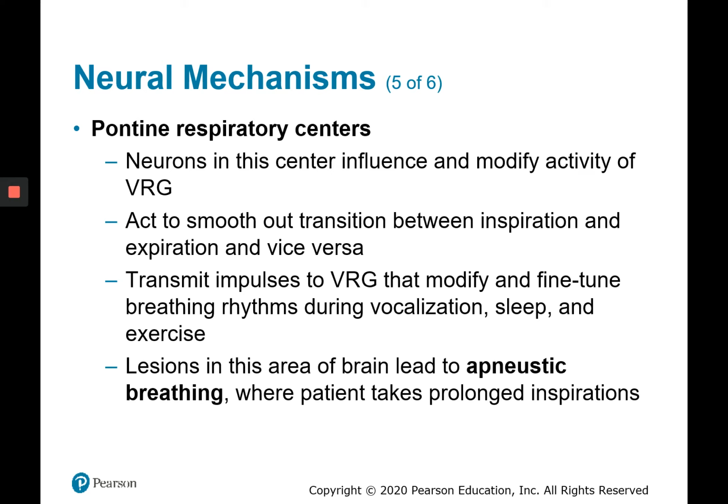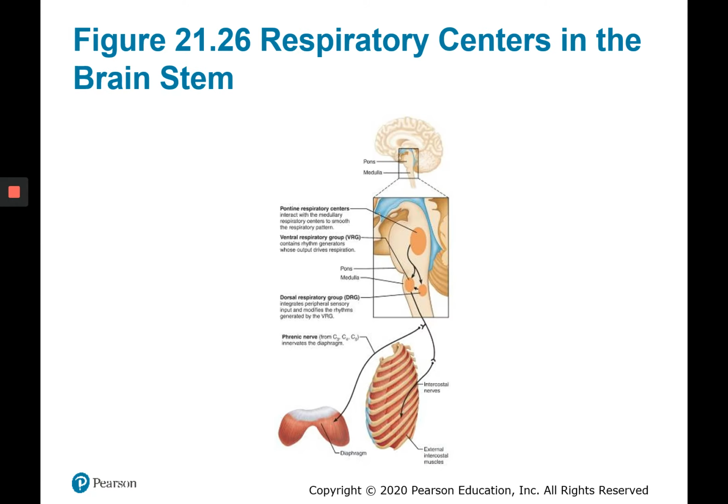A lesion in the pontine respiratory center areas may lead to apneustic breathing, which is a type of dyspnea where a patient takes prolonged inspirations. Here we can see that the pontine respiratory centers are located in the pons above the VRG and DRG, and that the ventral respiratory group is in front of the dorsal respiratory group.